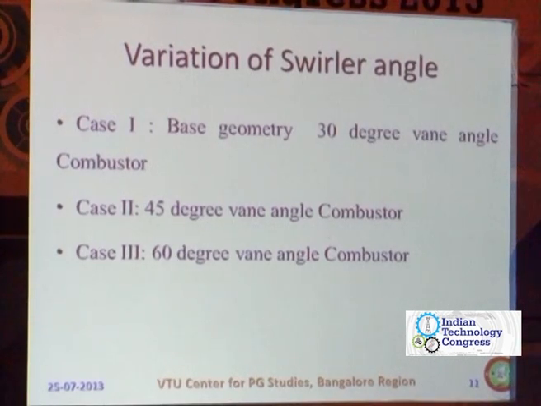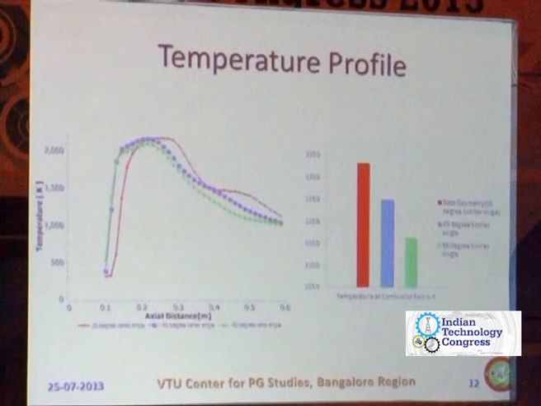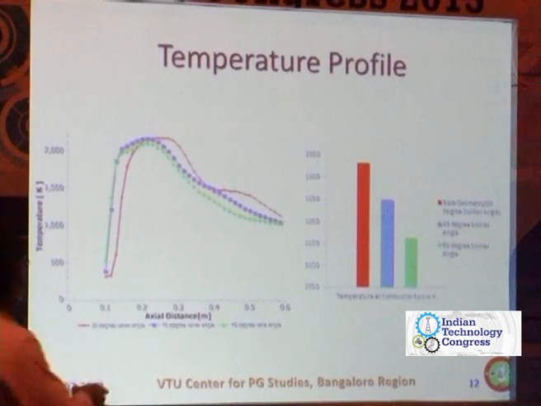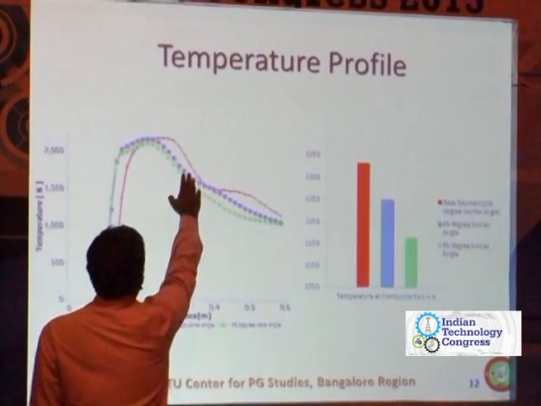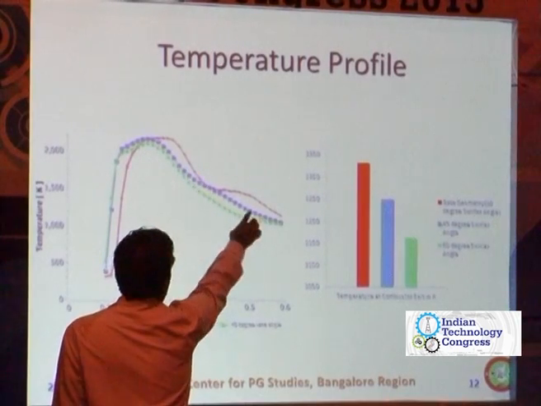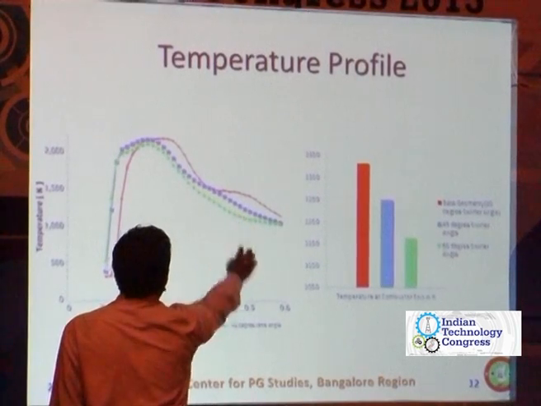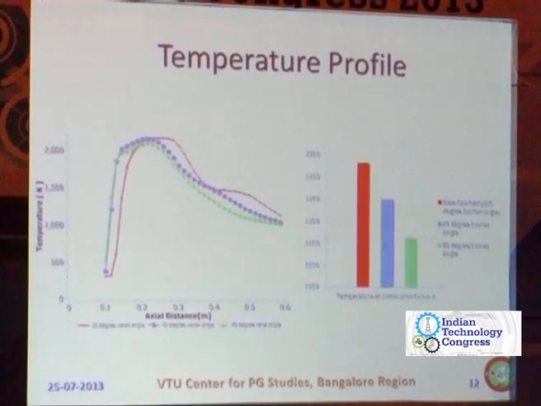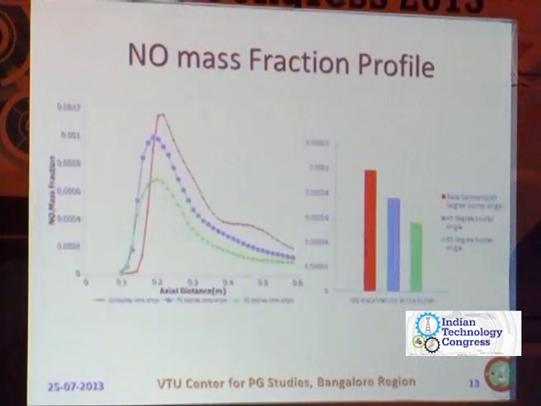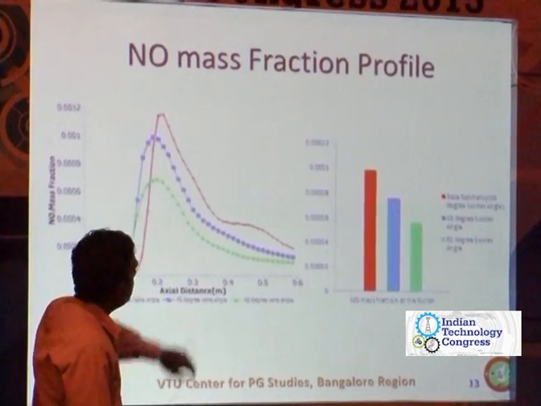In my study, the first case is the 30 degree vane angle, and the other cases are the 45 and 60 degree angles. When I solve this problem, we see that the higher temperature is provided by the 30 degree swirler, and the lower temperatures are provided by the 45 and 60, with the least provided by the 60 degree model. But as we see the efficiency, 30 degree provides a very high efficiency based on the temperature. The NOx is directly proportional to the temperature. Hence 30 degree provided the highest emission, and the 60 degree provided the lowest emission.